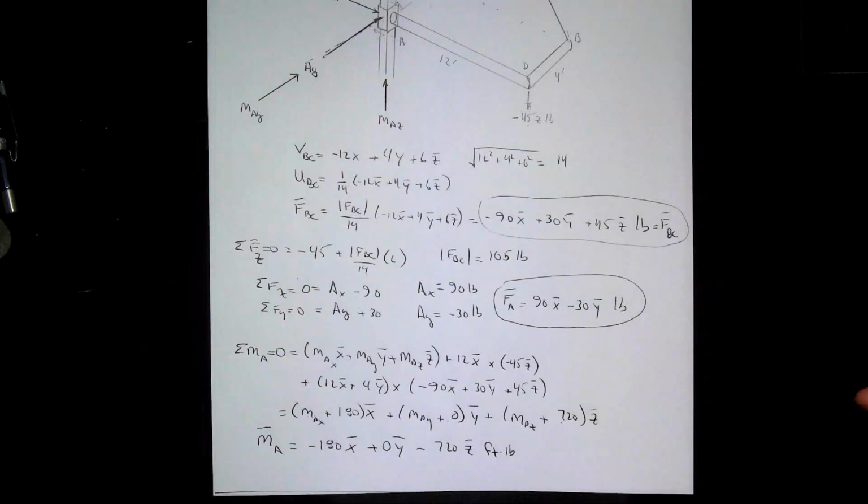Well, you don't need anything in the y, and solving for these, we would get, moment about A, solving for this. This is plus 180, that means that's minus 180. Minus 180x plus 0y, minus, this is also positive here, minus 720z, and the units we were dealing with are pounds, so foot pounds. All done.